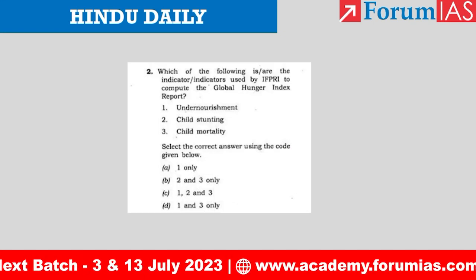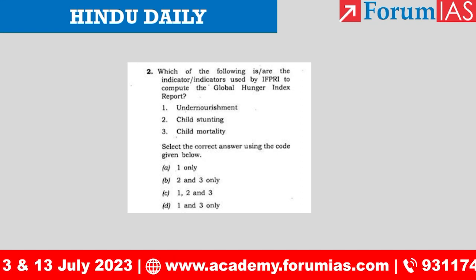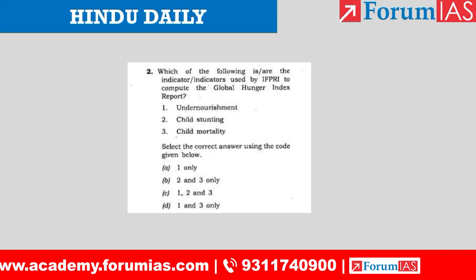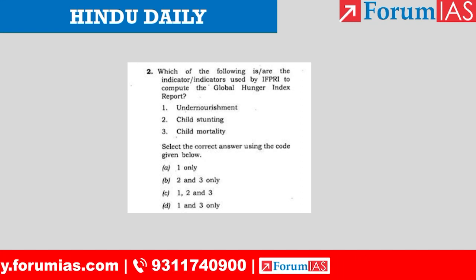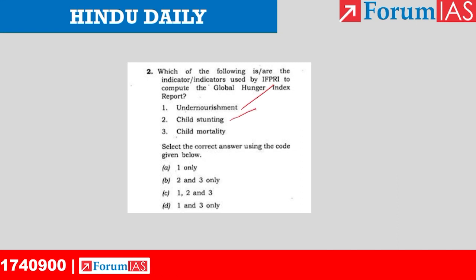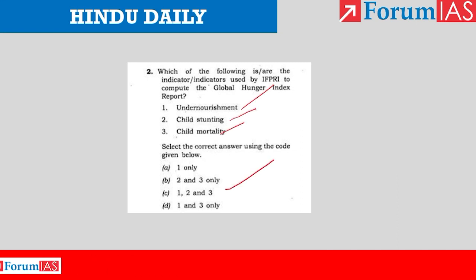Which of the following are indicators used by the International Food Policy Research Institute to compute the Global Hunger Index report? This is an easy question. Undernourishment, child stunting, child mortality. So the answer is C, all three.